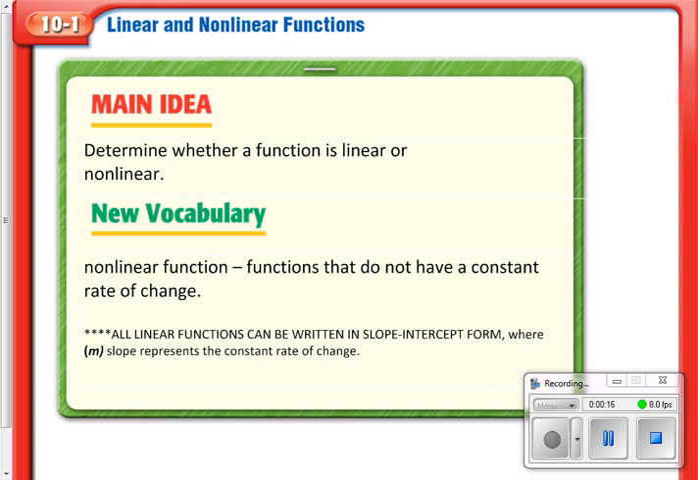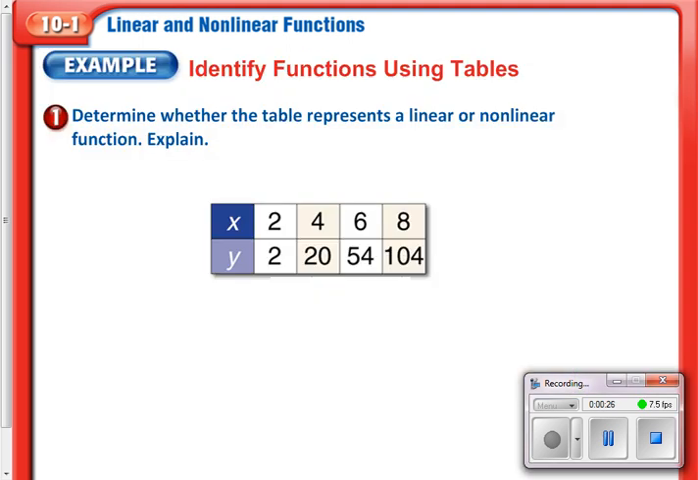Linear functions can be written in slope-intercept form. They have a constant rate of change with that slope there. We'll need to determine if functions are linear or nonlinear by looking at tables, graphs, equations. From all those, you should be able to determine if something is linear or not.